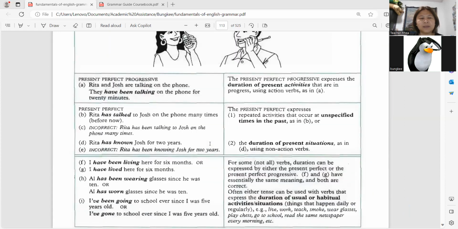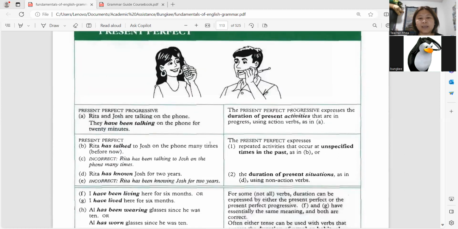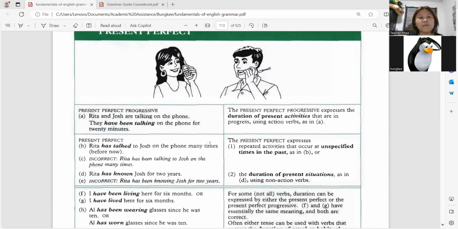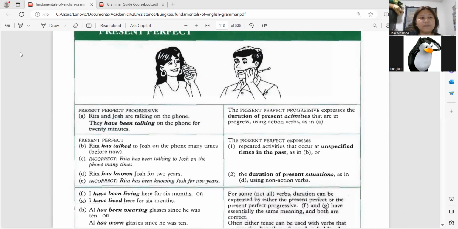Oh, yes. So, present perfect progressive versus the present perfect. Do not be confused in using these two tenses, the present perfect progressive and the present perfect tense. So again, present perfect progressive.